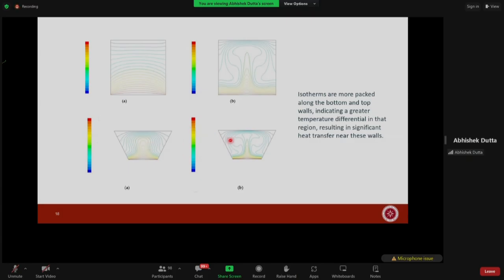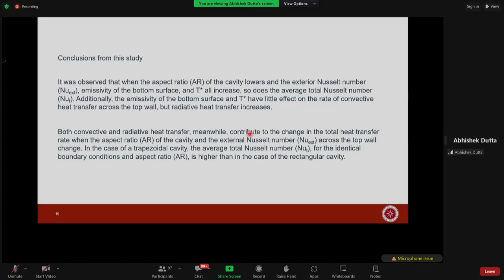What is interesting to see here is that the isotherms are more packed along the bottom and the top walls. As you can see, they are more packed compared to this. And what does this mean? This is very important for us. What does this mean physically? It means that there's a higher temperature gradient in that region, resulting in significant heat transfer. So this means that your design of the system will be more optimal, probably with a trapezoidal shape than with a square shape for the cooker. That's something very interesting that came out from their study. Do look into their study for greater details.